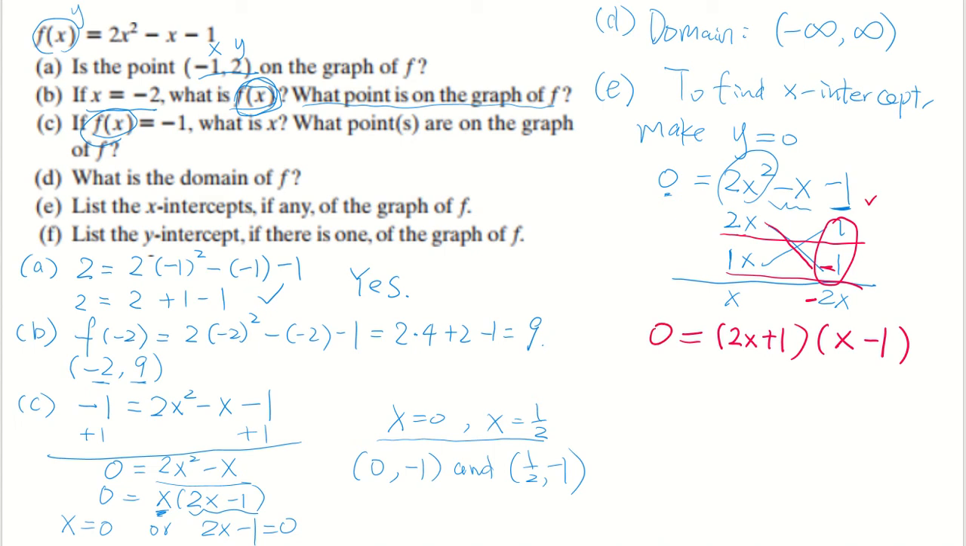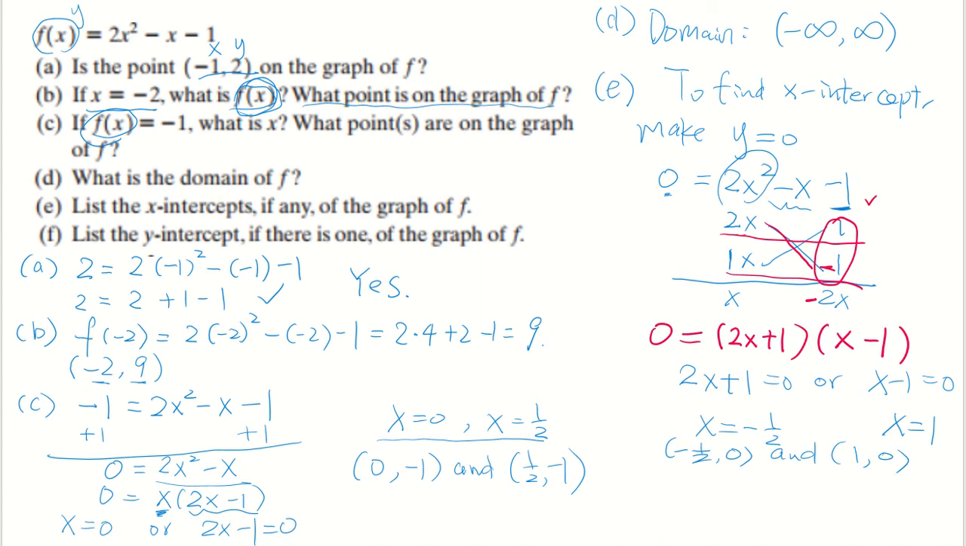Since I factored this trinomial, I can make each factor equal to 0. So either 2x plus 1 equals 0 or x minus 1 equals 0. Solving the first equation, you get x equals negative 1/2. Solving the second equation, you get x equals 1. So here we have two x-intercepts: (negative 1/2, 0) and (1, 0).